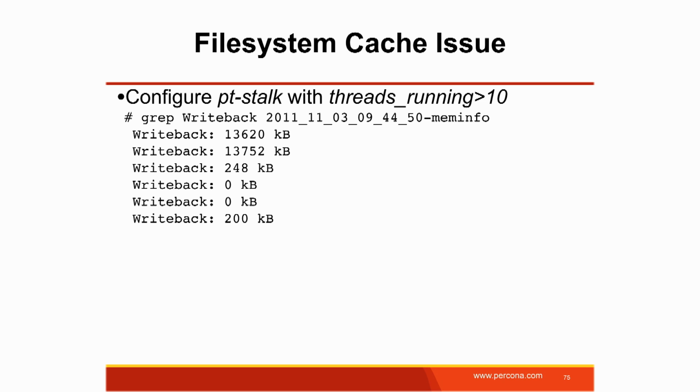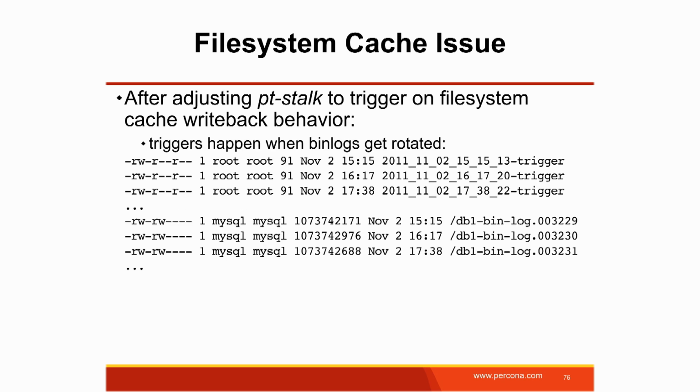But in the meminfo, which contains multiple collections of the meminfo command, we could see that writeback was actually dropping to 0 and then increasing again. So it's a very specific problem, but it really helps us understand that there's something going on. After a while, we noticed that every time a trigger happened, so every time pt-stalk decided to collect data because threads running became bigger than 10, a new binary log was being created at exactly the same time. So not a coincidence, right?